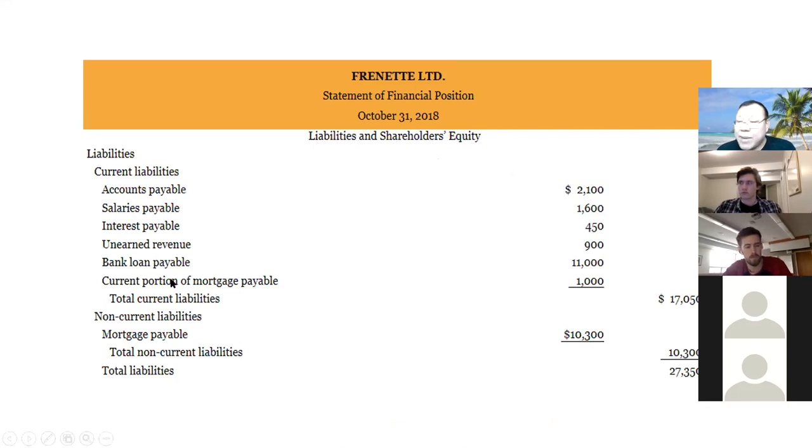The only thing I want to mention from this slide is you can take a look at the mortgage payable. Mortgage payable has two components. The long-term component is 10,300. That's under the long-term liability. And they also have a current portion of mortgage payable. That's 1,000. So that is the liabilities within 1 year, within the next 12 months. I hope it makes sense.